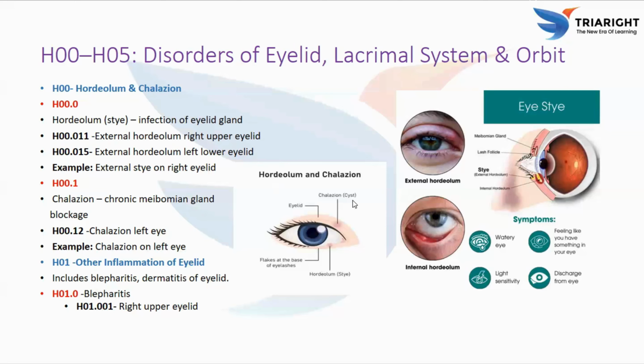So this is the chalazion you can find over here, and this is the hordeolum and the flakes at the base of the eyelashes. So chalazion looks like a cyst, right? Slightly pink in color. And hordeolum is at the beginning of the margin of the lid.